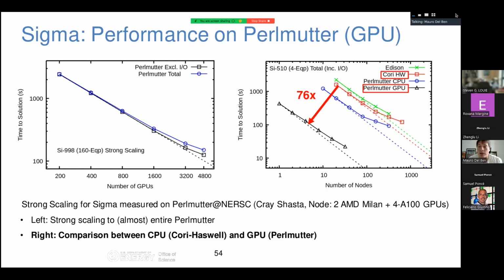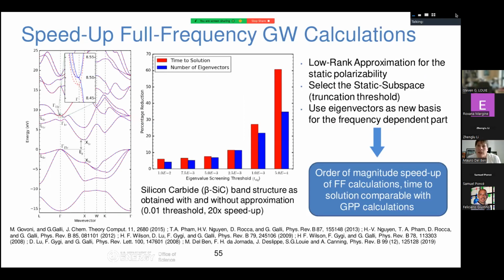All right, this is what I was mentioning before: how we can tackle the full frequency calculation. All the calculations I've shown you before were based on the static, so the GPP model. With this new method, which we have implemented, you can also tackle the full frequency, where you integrate over the frequency in order to get the quasi-particle matrix elements.